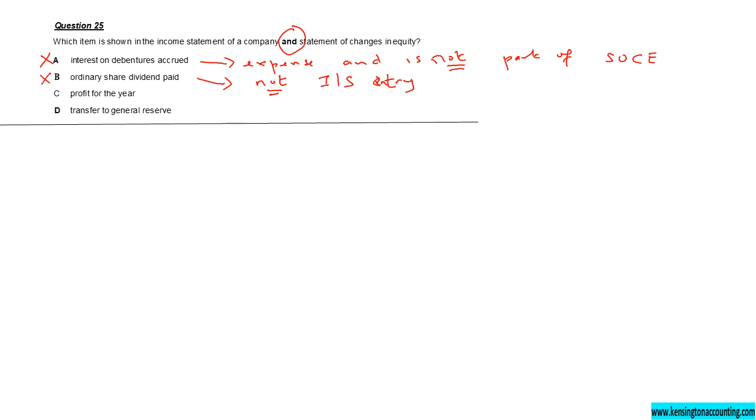Profit for the year, definitely. Profit for the year appears both in the income statement, of course, and it is also a part of the statement of changes in equity. Therefore, this is yes. Transfer to general reserve, just like ordinary share paid, is not an income statement entry. Therefore, we can cross this out. Therefore, the answer should be C.